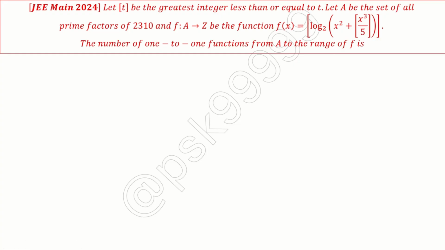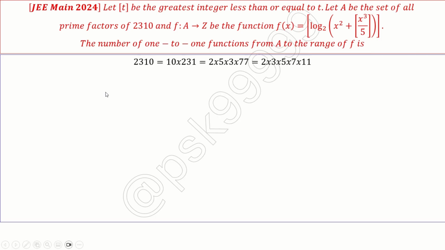First thing we should find is the range of f. That is important. Once you know the range of f, finding one-to-one functions is not a big deal. So let's find the range of f first. The prime factors of 2310 are 2 into 3 into 5 into 7 into 11. So we have 5 primes here. Now this is my set A. Set A is nothing but 2, 3, 5, 7, 11.